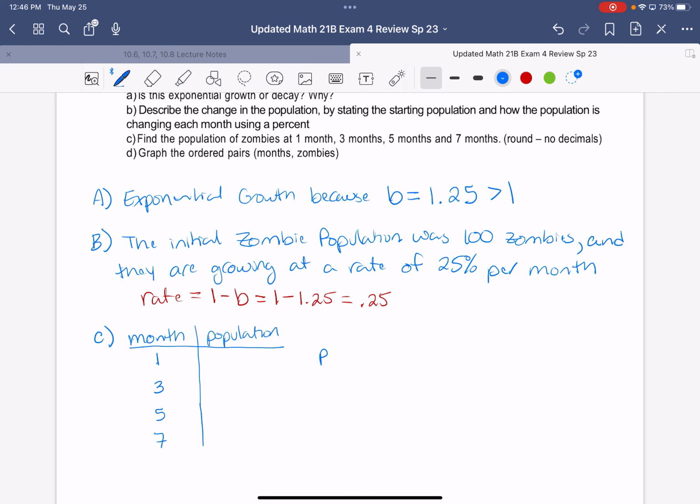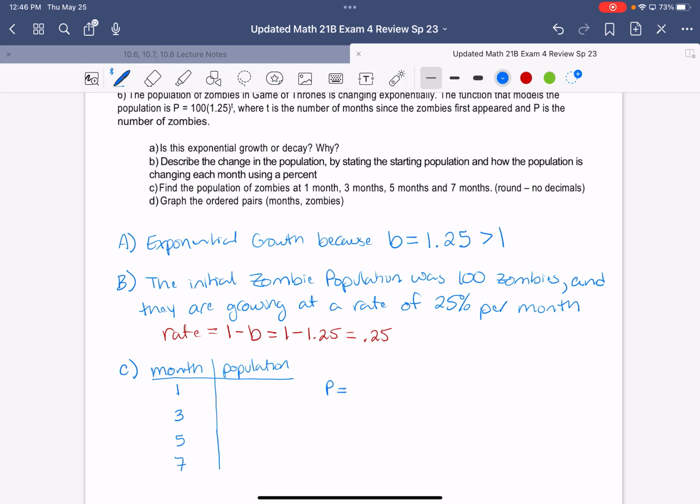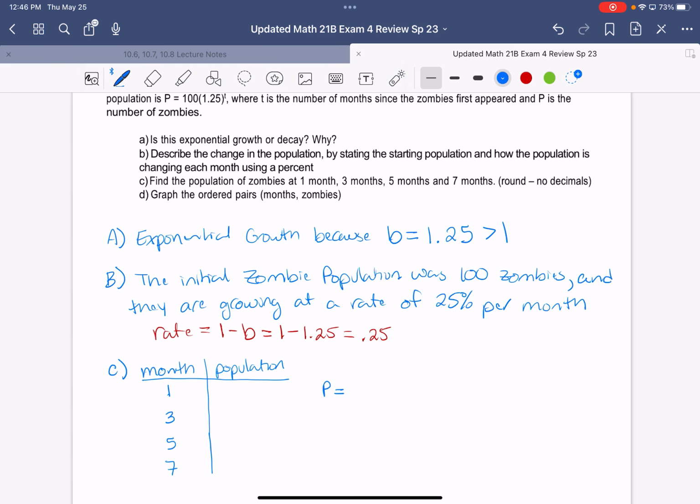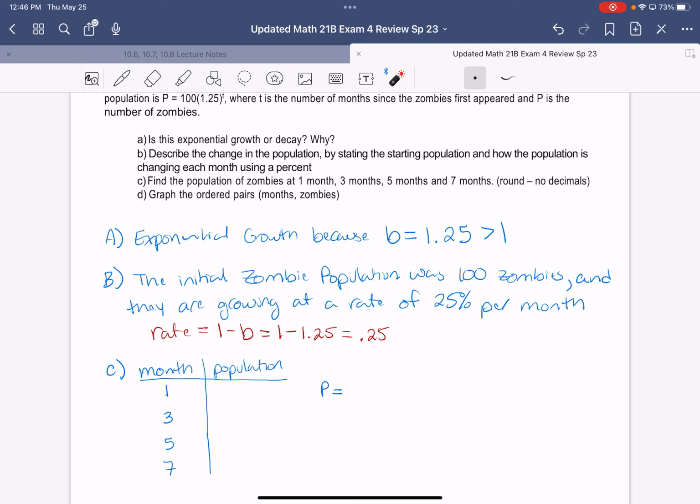So for the population at 1 month, that'll be P equals, and we're just using the equation given. Where do I plug in the 1? Am I plugging the 1 in for P or for T? T. For T, good. So P equals 100 times 1.25 to the power of 1. Plugging that into your calculator and rounding, we don't want any decimals, that would be 125.